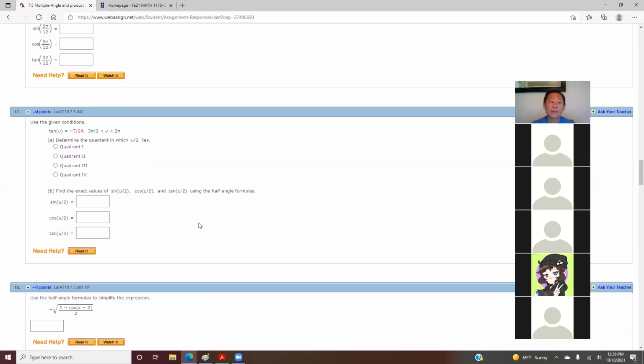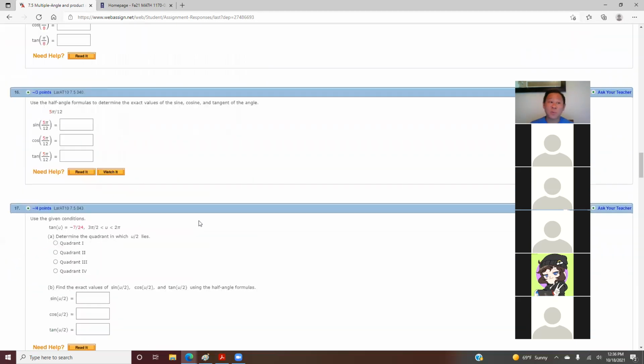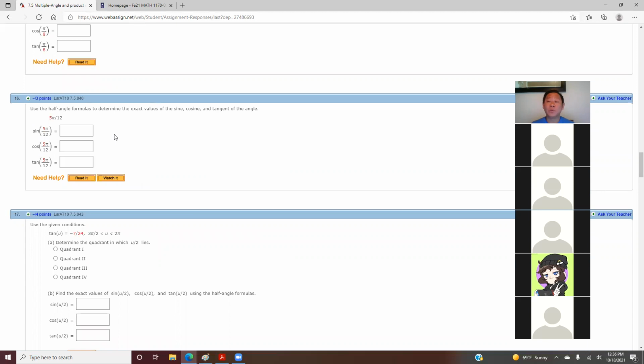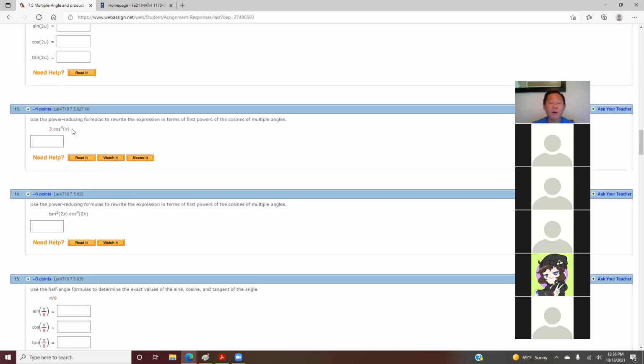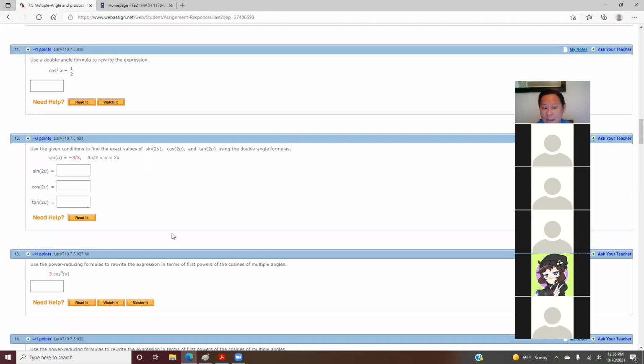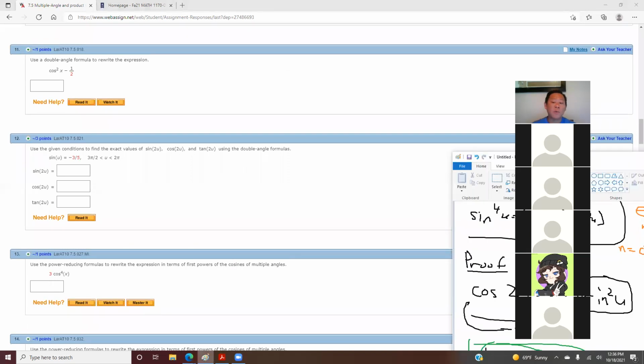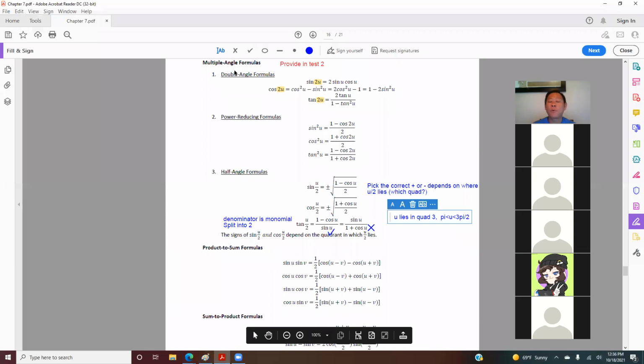See that? Some of the questions in my test will also state that you have to use half angle formulas, or the power reducing formulas, like in your homework here. That's the reason why in your test I won't provide you the name of these formulas. So you need to know that, but I can tell you it is exactly this format.